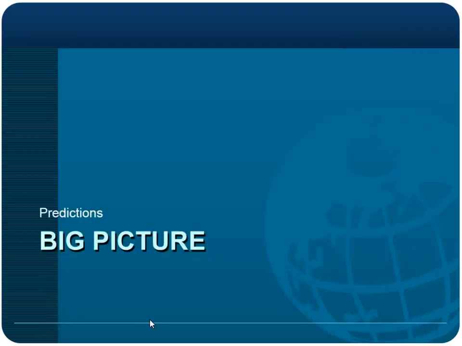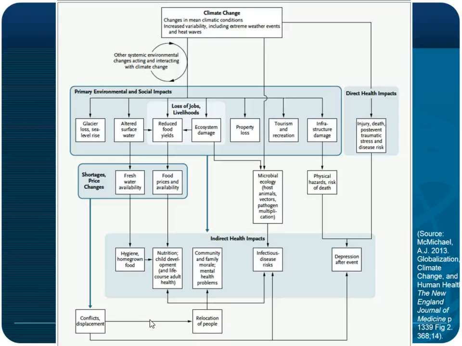So what are the big picture predictions? Okay. Here is a lovely flowchart that shows, yeah, as we have climate change, we're going to have the direct health impacts, and then we're going to have environmental and social impacts. And it's going to range from less water to economic losses, right, to actual property damage, to food losses, right? That's again going to have economic impacts and indirect health impacts.